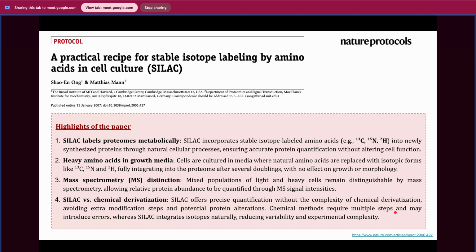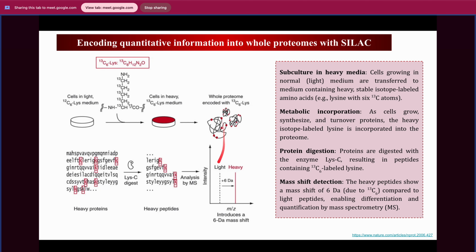Chemical methods require multiple steps and may introduce errors because in chemical methods you have to take different samples and you have to study those samples separately. So what can happen is that during studying there are chances that you can incorporate some errors. So you can't rely on those results. Whereas in SILAC, on a single sample only, you can multiplex those samples and run them at the same time. So that's why there are fewer chances of errors in SILAC as compared to chemical derivatization. So firstly, in this they have mentioned how quantitative information is encoded into the whole proteome with SILAC.